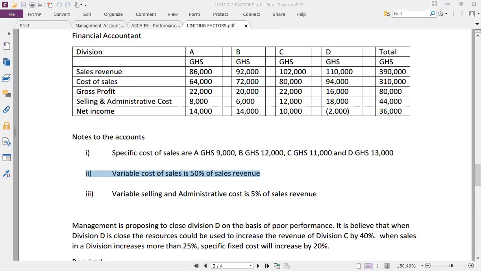50% of 86,000 is 43,000, right? Okay, yes, I'll take that. What about the B? 50% of the sales for B will be 46,000, right? Okay, that's fine. So that's 43, 46. Perfect. So these are the answers that you are producing.